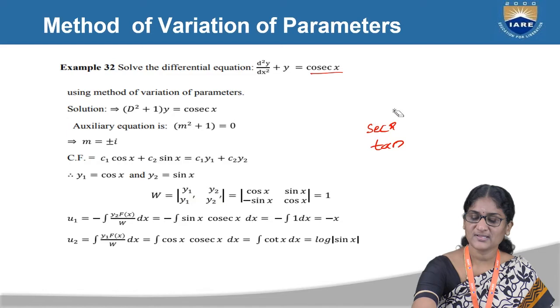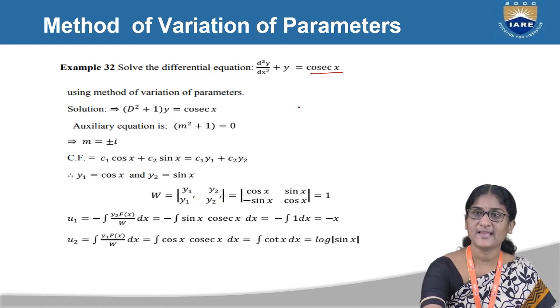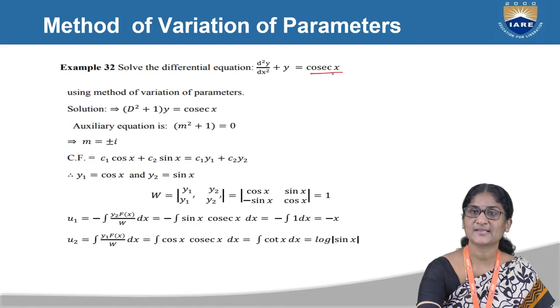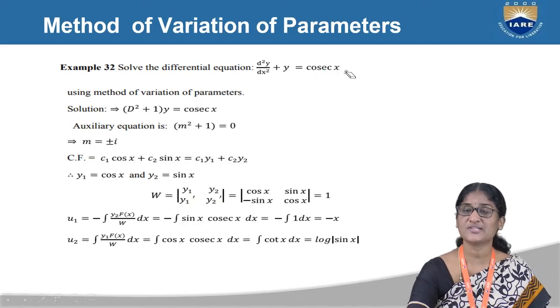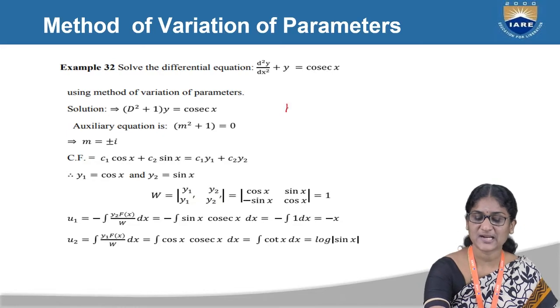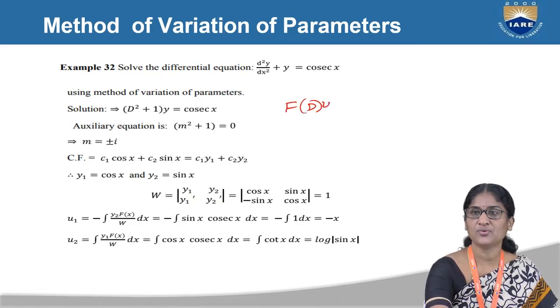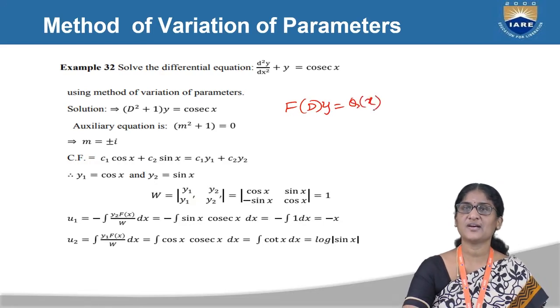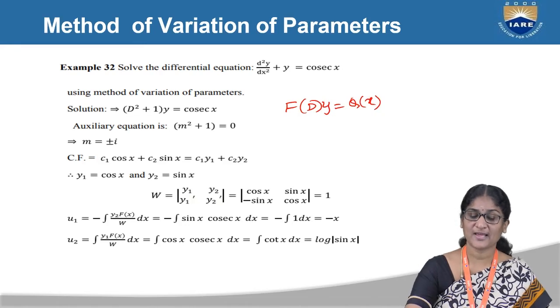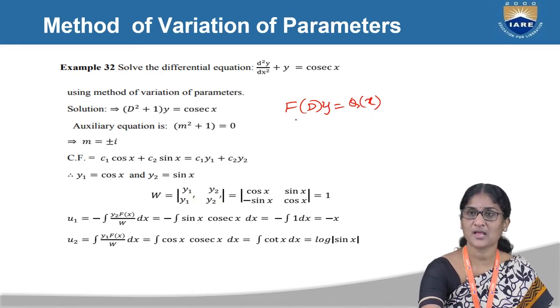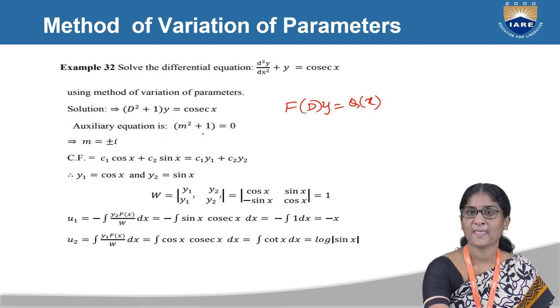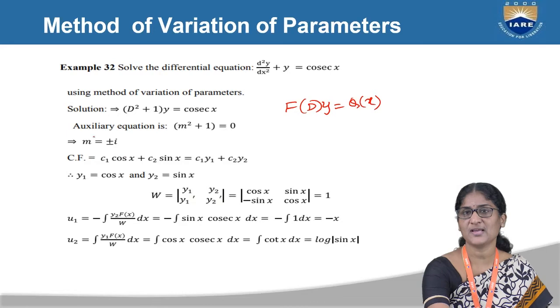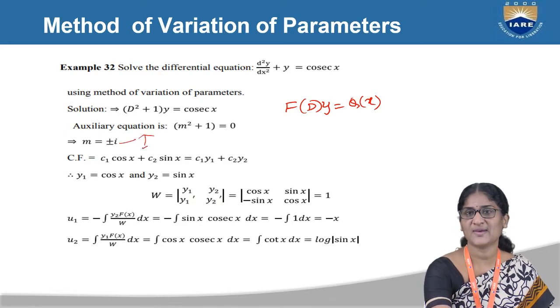So the given equation is d square y by dx square plus y is equal to cosecant x. The first thing we have to do is reduce it to the standard form. What is the standard form? The standard form is f of D into y is equal to Q of x, the general form of the higher order differential equation. Now f of D is equal to D square plus 1. Write the auxiliary equation, m square plus 1 is equal to 0, so m is equal to plus i and minus i, which are purely imaginary. We don't have any real part here, only the imaginary part.